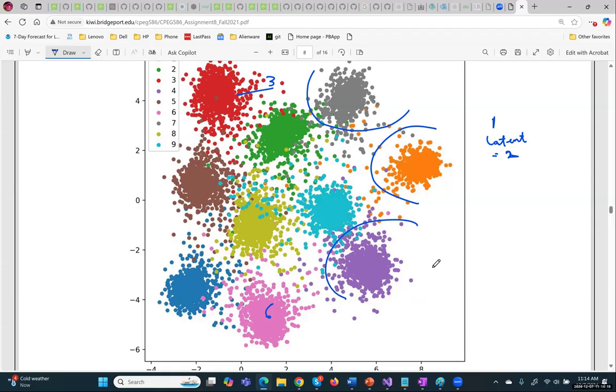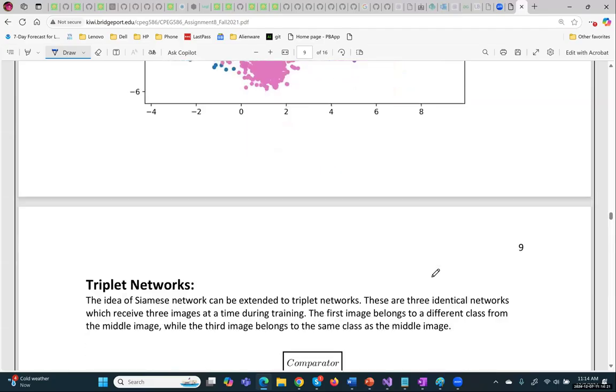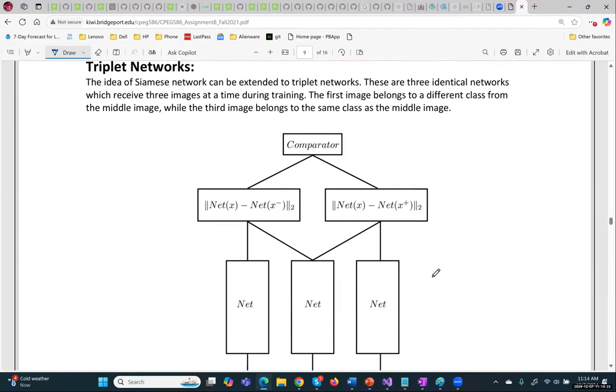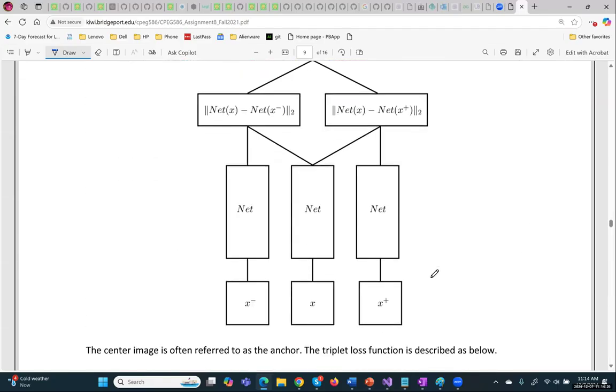The same idea we can use for triplet networks, where we set up 3 networks. We talked about it: X and X plus are images that belong to the same category, and X and X minus belong to different categories.